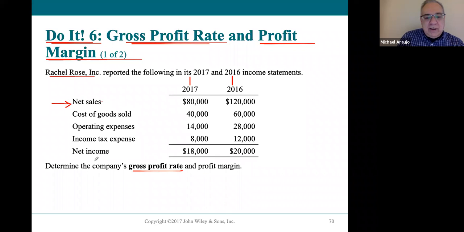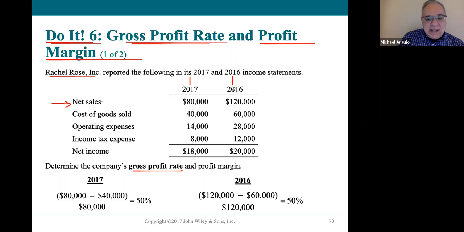So the gross profit rate for 2017 is 80,000 of sales minus 40,000 of cost of goods sold, which gives you a $40,000 gross profit divided by the 80,000 in sales. So it's a 50% gross profit. And in 2016, they had 120,000 of sales minus cost of goods sold of 60,000, which means their gross profit was 60,000. 60 over 120 is also 50%. So they're working on very, very high gross profit rates both years.